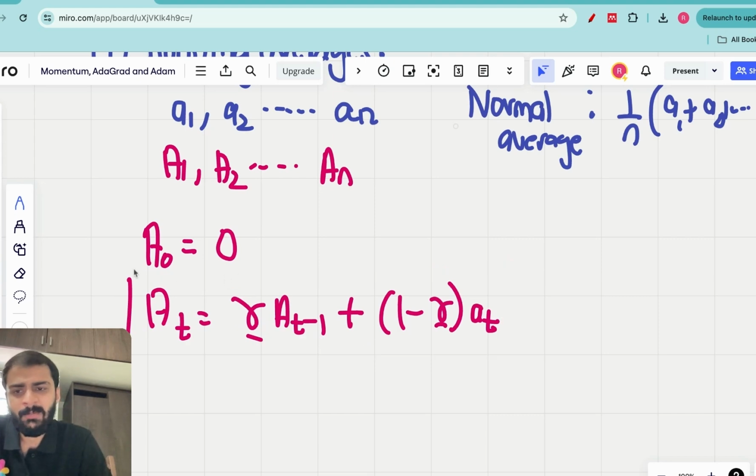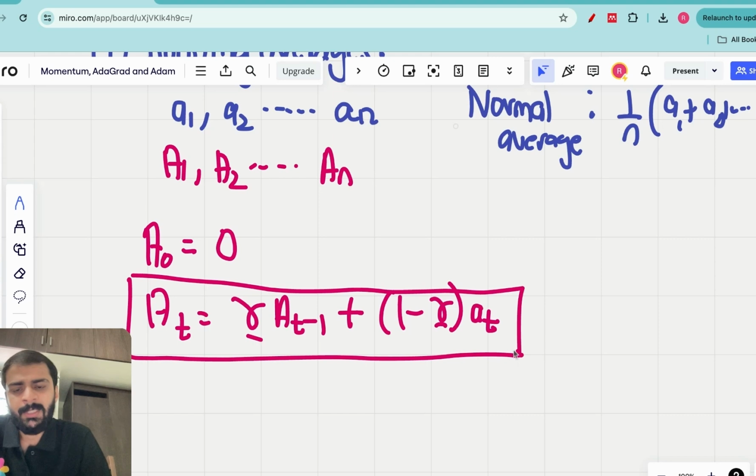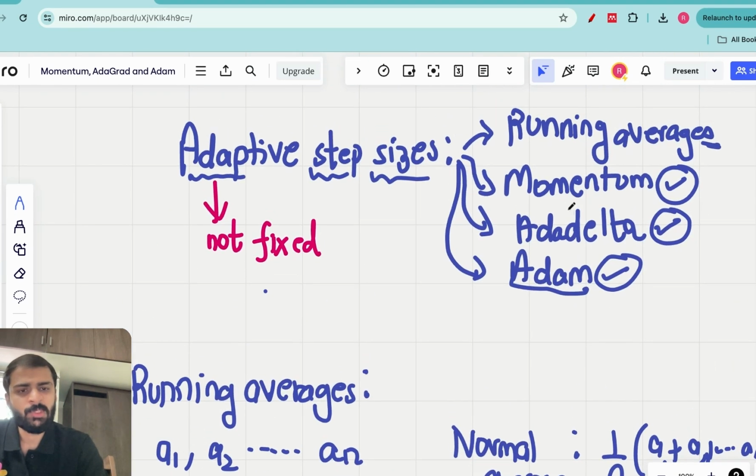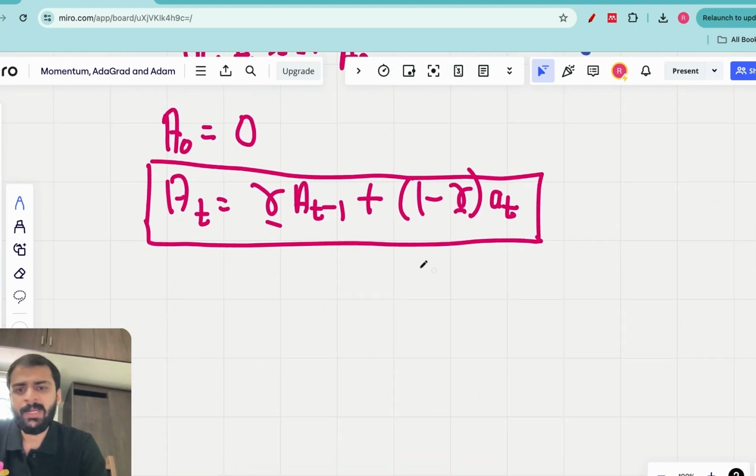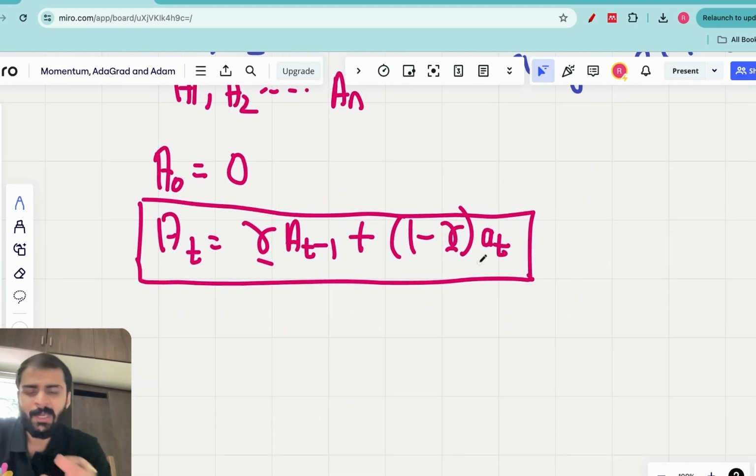Let me draw it in a better manner. This thing which we have written here right now will show up in all of these methods. It will show up in momentum, it will show up in Adam as well. So we need to understand what this moving average is and where this formula really comes from.